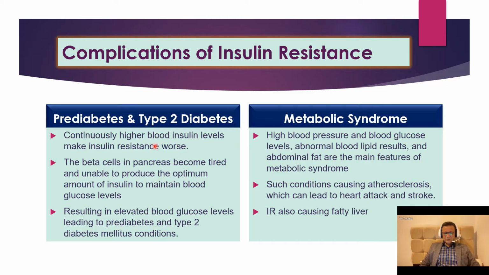When you have continuously higher insulin levels in the blood, it can make insulin resistance worse. Beta cells in our pancreas become tired and unable to produce the required or optimum amount of insulin to compensate blood glucose levels. This results in elevated blood glucose levels, leading to pre-diabetes first and then type 2 diabetes. So insulin is not only a blood glucose regulating hormone. It has other functions also.